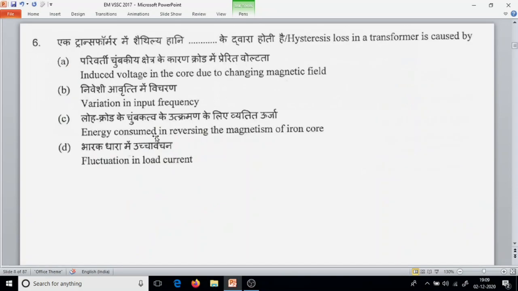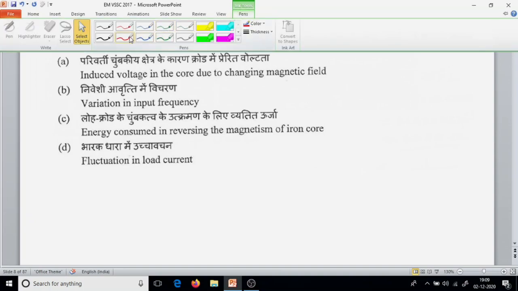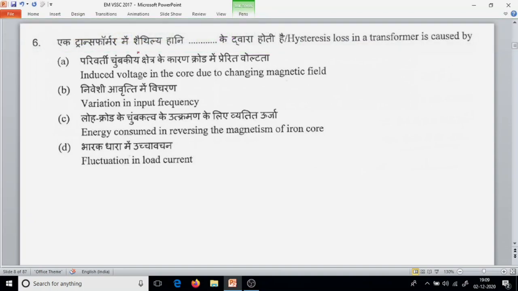Question number 16. Hysteresis loss in a transformer is caused by. Hysteresis is related to magnetism. Here its answer is option C. Energy consumed in reversing the magnetism of the iron core.